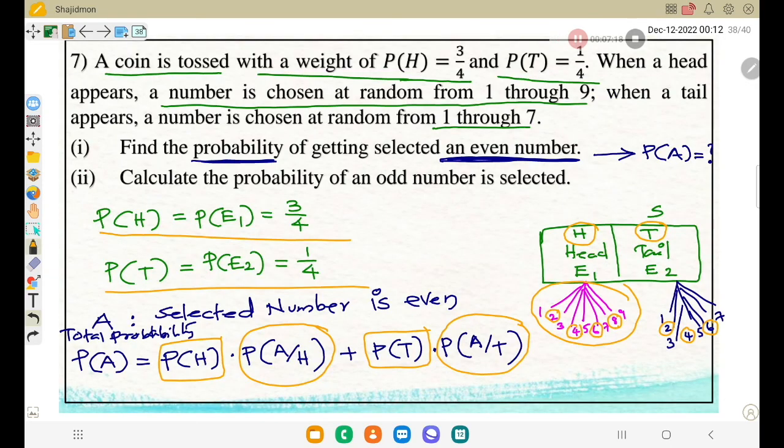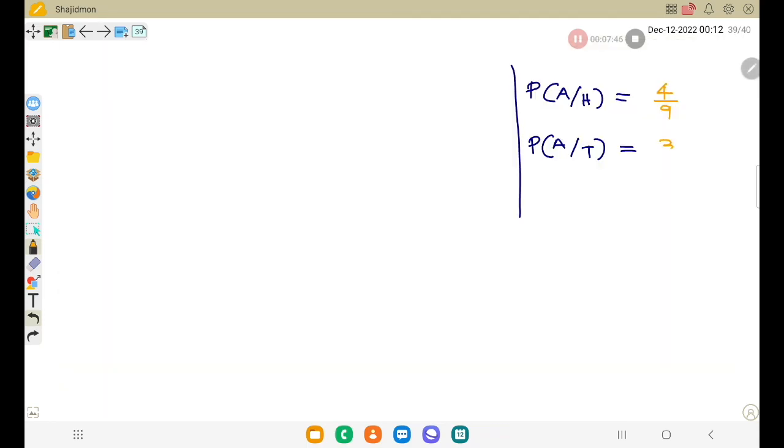Now in the same way, probability of A given T: the probability of getting an even number when tail occurs. Tail occurs means what are the numbers we are choosing from, from where to where? 1 to 7. Out of 1 to 7, how many even numbers are there? 2, 4 and 6. Correct? How many total numbers? 7 numbers. So what will be the probability of A given T? The probability of getting an even number when tail occurs. So how can we write that? 3 even numbers divided by a total of 7 numbers. 3 divided by 7. Correct?